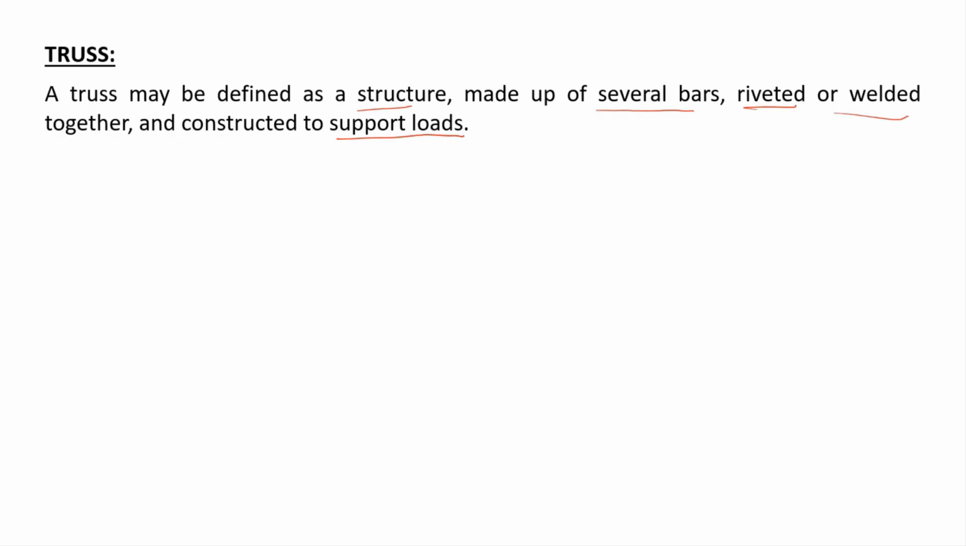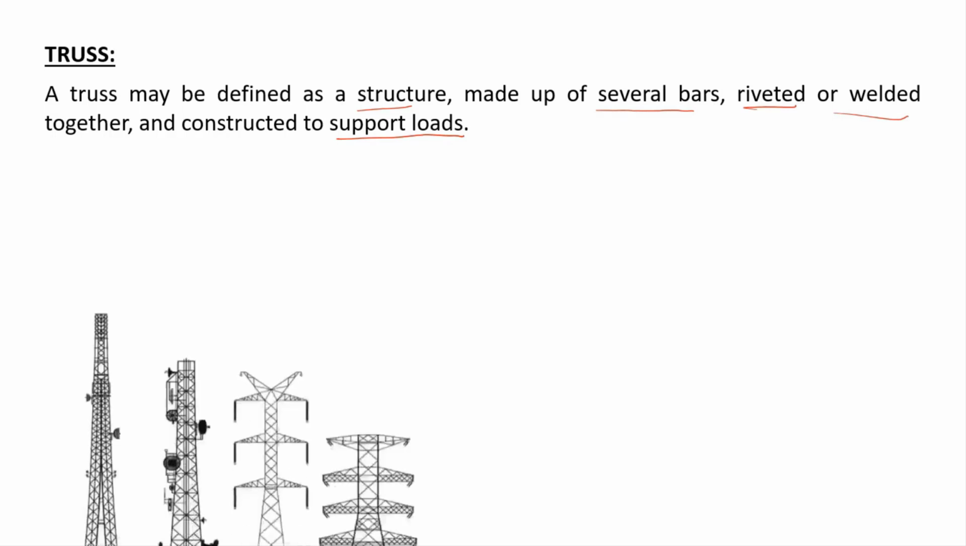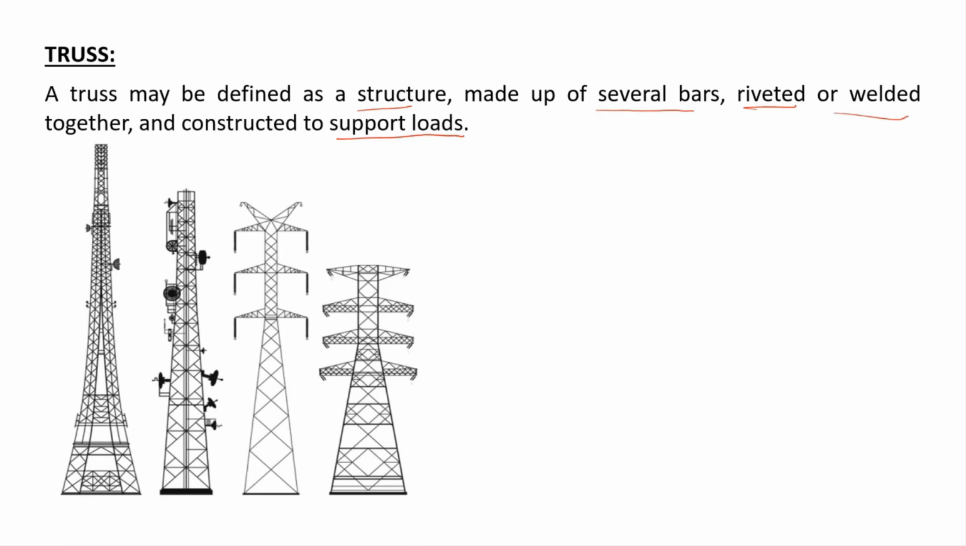We have all seen trusses in our daily life, such as electrical transmission towers and mobile towers. They are all made up of several bars which are welded or riveted together to form these structures. These structures are supposed to carry the loads of the routers which are mounted on these towers, or the electrical wires which transmit electricity from one area to another.